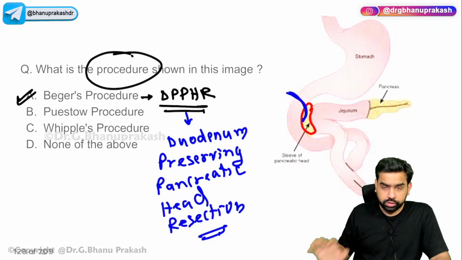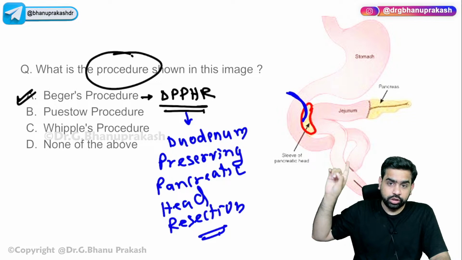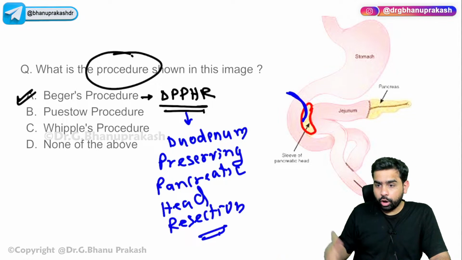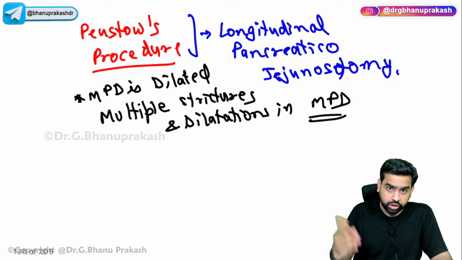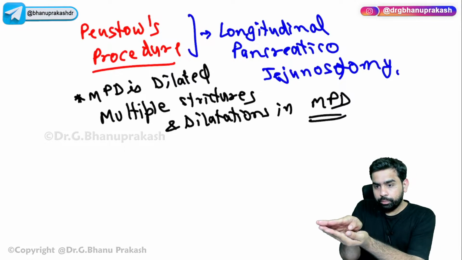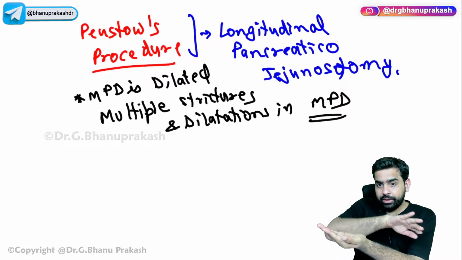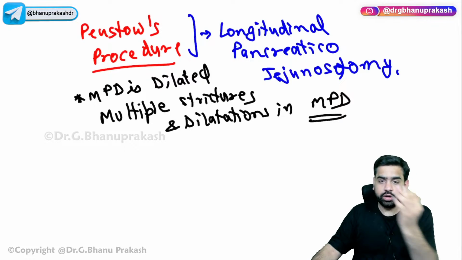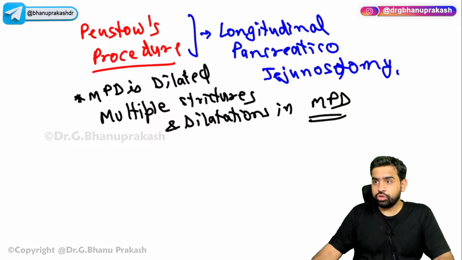Okay, so just to summarize, I had shown in this particular image the Beger procedure, duodenum preserving pancreatic head resection. And now somebody had asked me about the Puestow procedure. So Puestow procedure is a longitudinal pancreaticojejunostomy where we open the pancreas longitudinally and we bring the loop of the jejunum and attach it over here. So this is what is called a longitudinal pancreaticojejunostomy or the Puestow procedure. I hope you have understood this particular point, guys. Okay, got it?